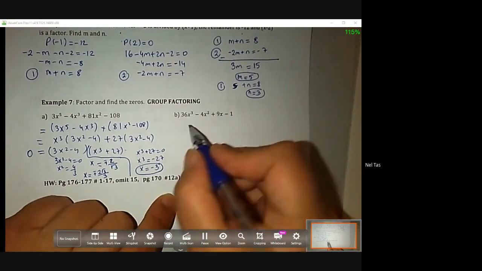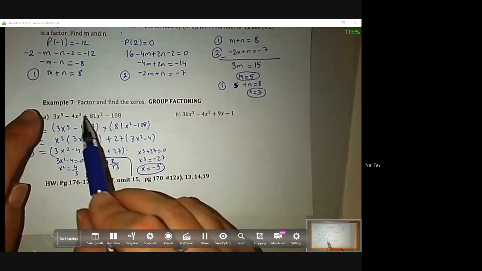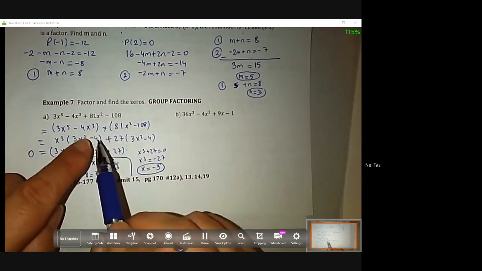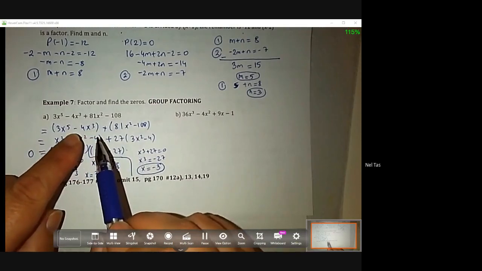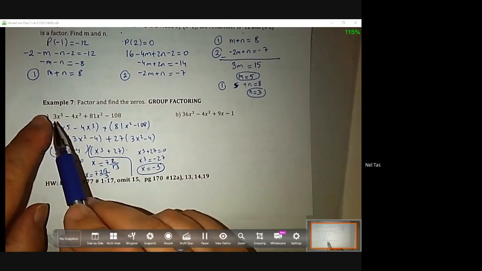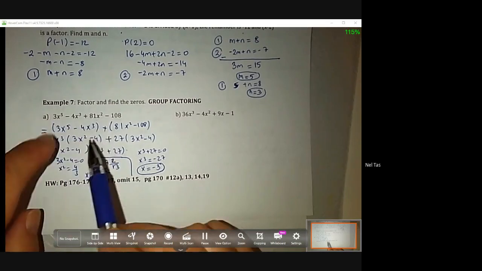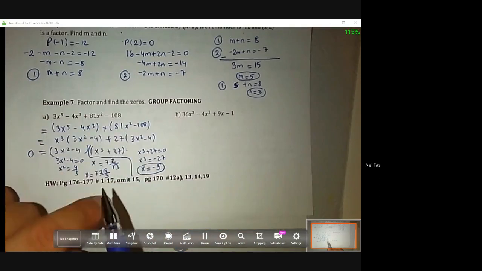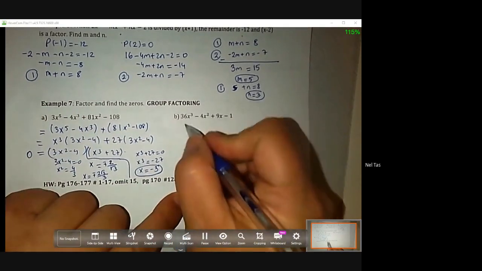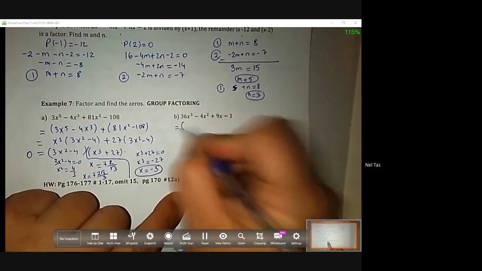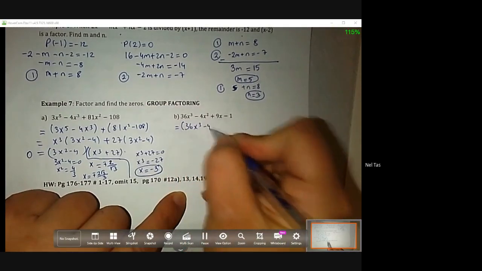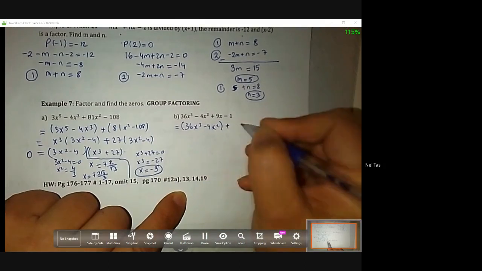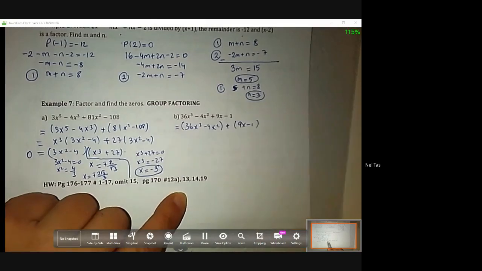Again, we're going to do group factoring. By the way, here we took the first 2 and last 2 terms and put them in groups, but it may not always be the case. Sometimes you may need to take the first and third term and put them together, or the first and fourth term together, and the rest in a bracket. Again, I'm going to take 36x cubed minus 4x squared and 9x minus 1, and put them in groups.